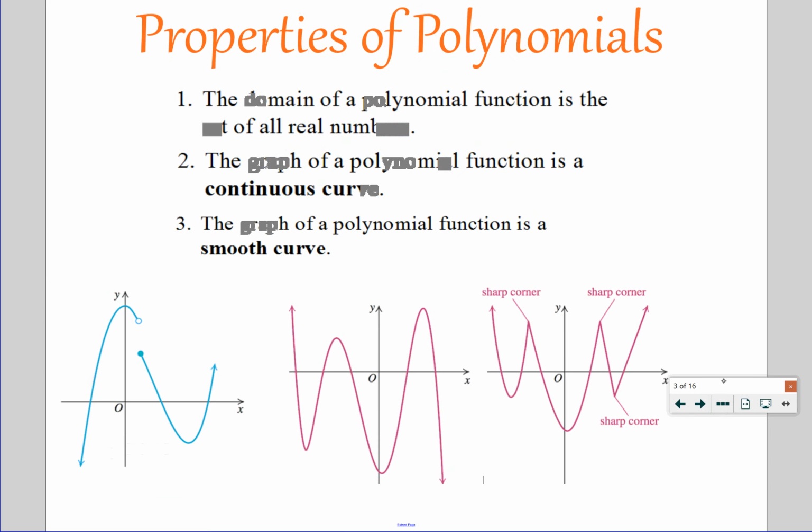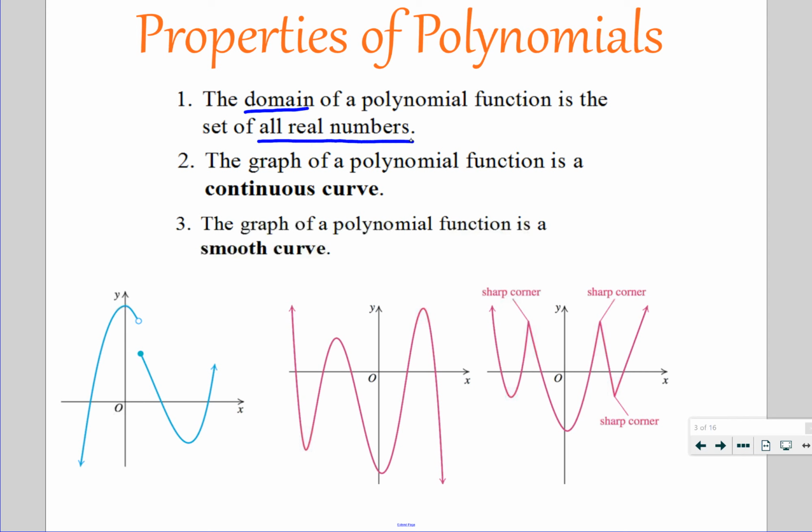So in addition to having some restrictions on what the equation themselves looks like, properties of polynomials are also listed here that can help you if you're not sure if something is or is not a polynomial. All polynomials will have a domain of all real numbers. And remember, we put that in interval notation before, negative infinity to positive infinity.